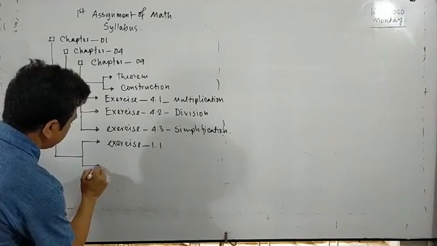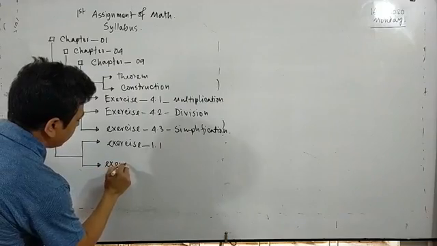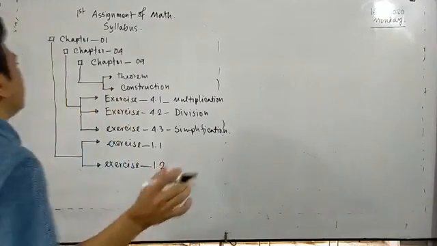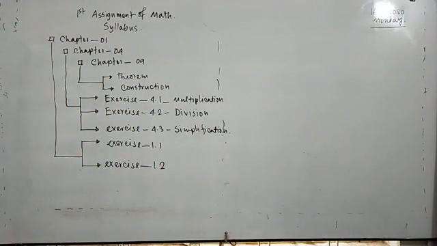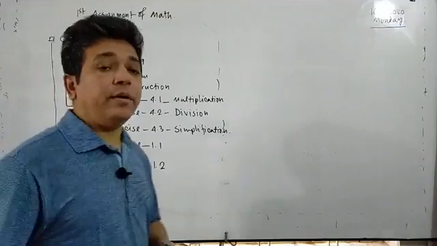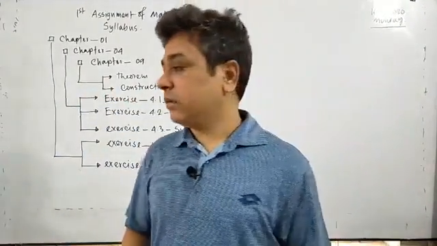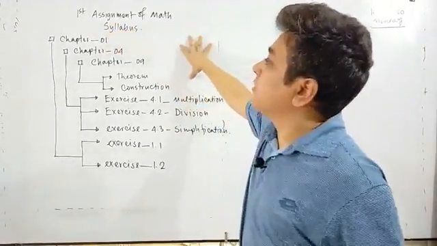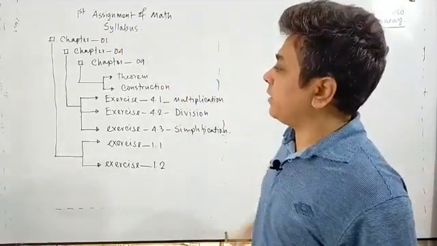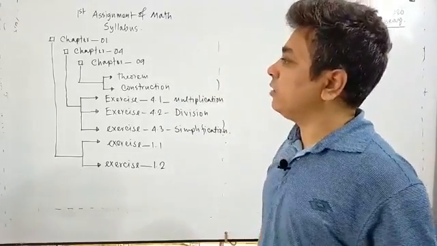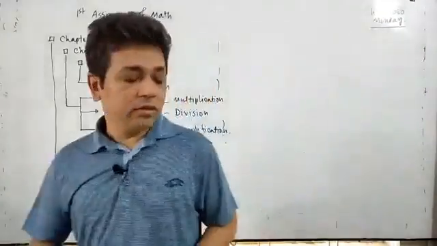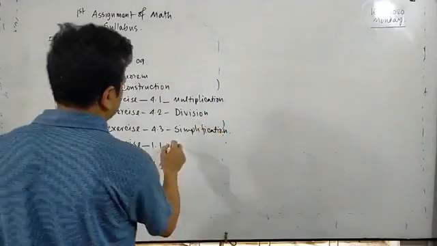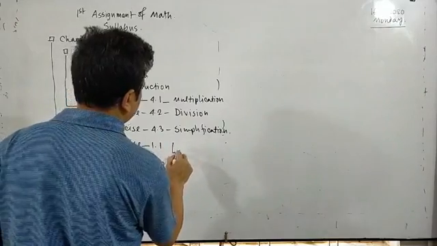In exercise 1.2, we'll solve several different kinds of problems, some related to real life problems. So just write this syllabus of the first assignment: chapter 1, chapter 4 and chapter 9, and all this stuff we will solve. Today we will solve only chapter 1. This chapter we'll discuss today.